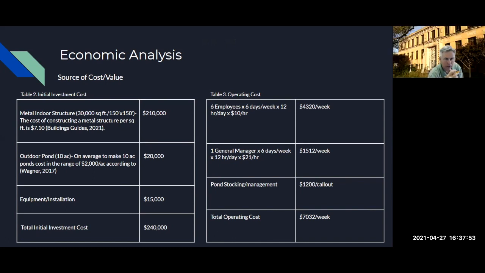Thank you for answering that. Okay, good. But you've done a lot of good work in terms of estimating the labor costs here. I always ask this, but 6 employees, 6 days a week times 12 hours a day times $10 an hour. What about the additional costs of labor? We talked about an extra 20%.